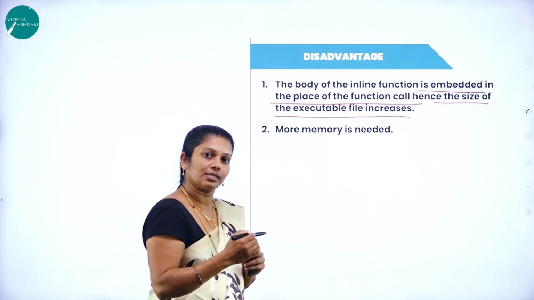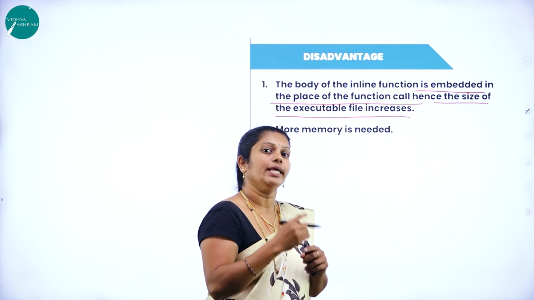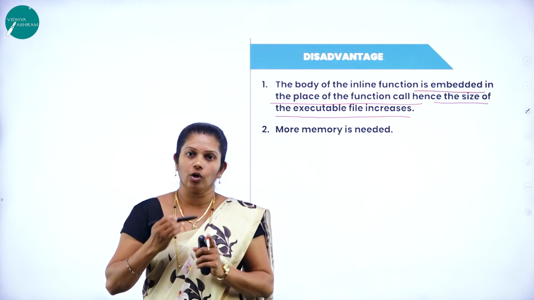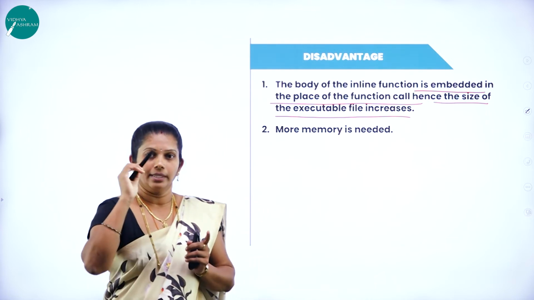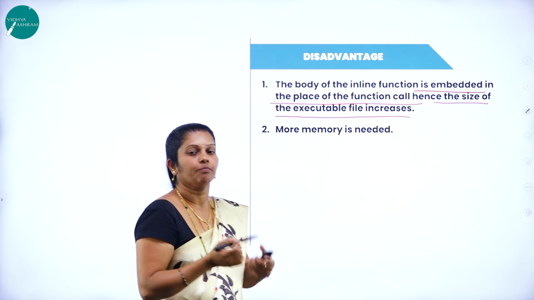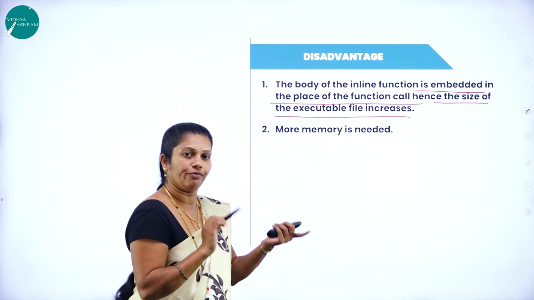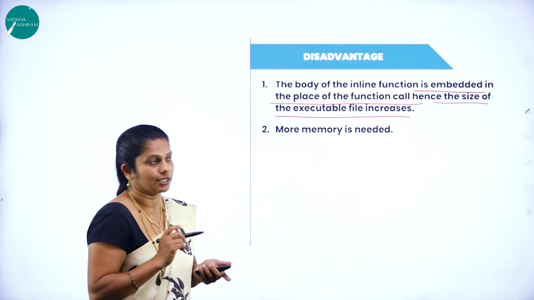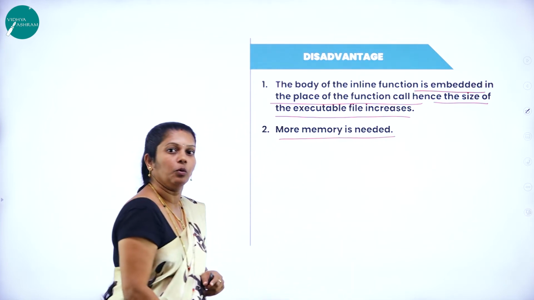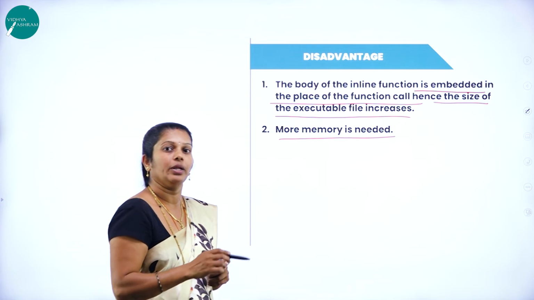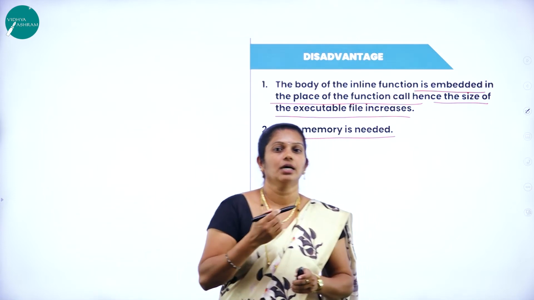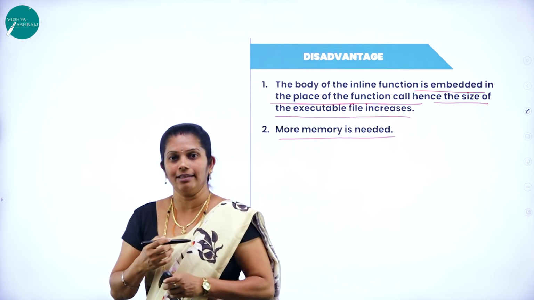It is very fast. But what happens? The executable file size increases here because when you call the function, at that time the compiler has to replace the function call by the body. That's why the executable file size is more here, and more memory is needed here, because it has to be replaced by the body. These are the 2 disadvantages of inline function.